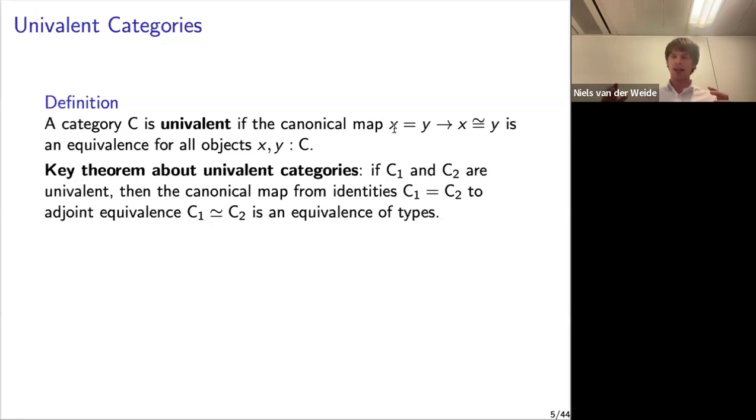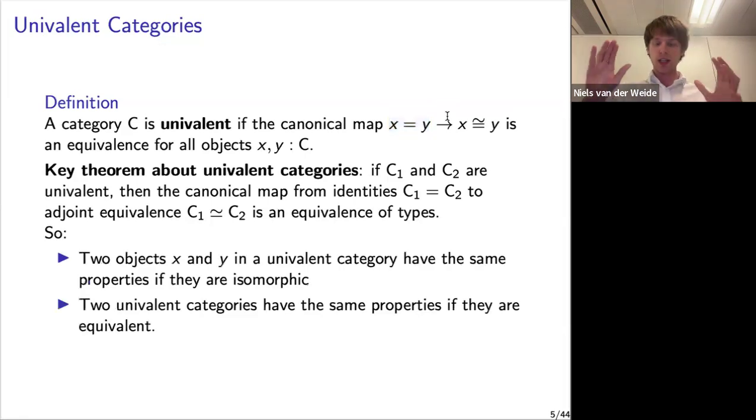And what is nice about univalent categories is two aspects. First of all, we truly view objects up to isomorphism. So if two objects are equal, or if two objects are isomorphic, then they must have the same properties. And the second thing is that univalent categories themselves are viewed up to adjoint equivalence. So if we have two univalent categories that are adjoint equivalent, then we can transport all properties and structure from one to the other. So if we're working univalently, and if two objects are isomorphic, then they have the same properties. And if two categories are equivalent, then they have the same properties.